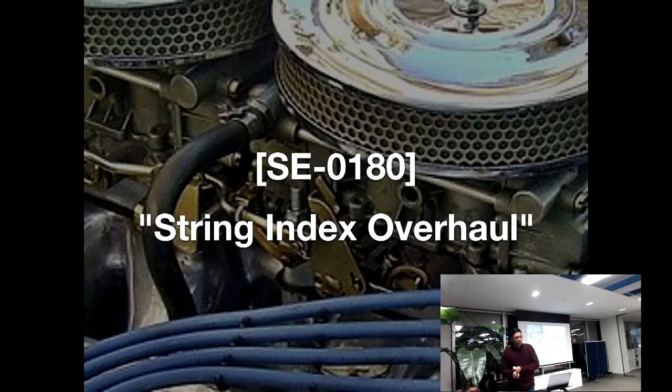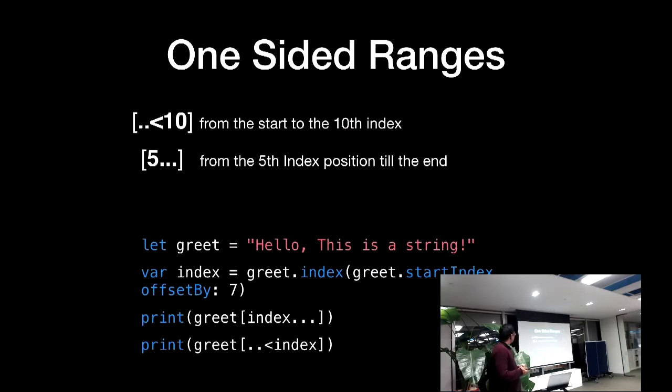String index overalls. We've got the one-sided ranges, so you can actually say I want from the start to the 10th character, or you can say I want from the 5th index position to the end of the string. However, they can't be integers, they have to be indexes. And an example again, we just saw the one with the comma where we did that. And here again, we can use index. You can get it from creating an index and offset it.